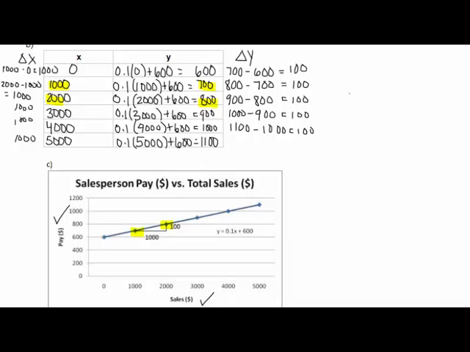We can now calculate our slope using our table of values as follows. Slope is equal to delta y over delta x. And we found our delta y to be 100, and we found our delta x to be 1,000. So our slope is equal to 0.1.